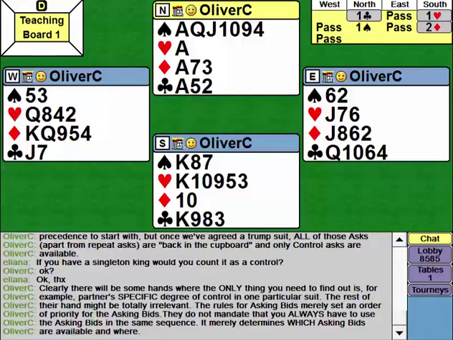So it does control sometimes what you can ask at a particular level, but it doesn't straitjacket you to bid things in a particular order. Asker is in control of what asking bids are used, depending on what they need to find out about partner's hand.